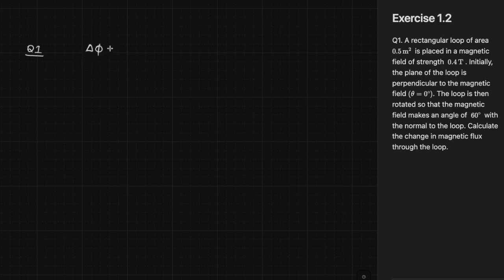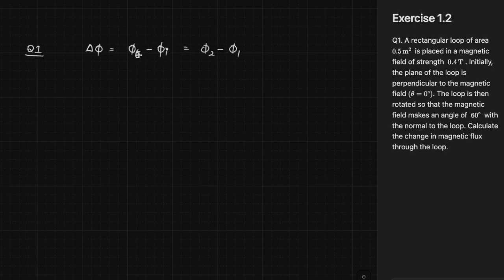We show it by the delta sign, and that is the final flux, and you subtract from it the initial condition. You can write it as phi 2 minus phi 1 as you wish. I write it like phi, and at the foot of it I put the letter F. So I know that phi final is the magnetic flux finally, and then phi I put I at the foot so that I know I'm talking about the magnetic flux initially.